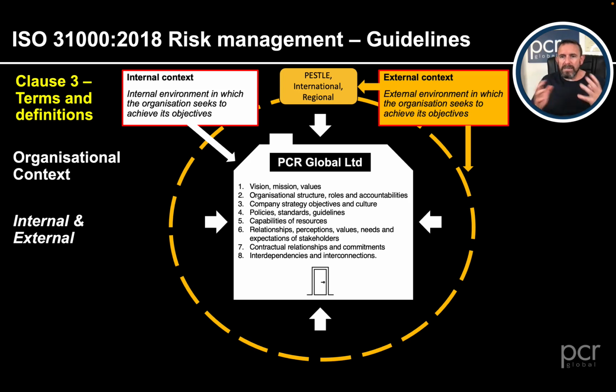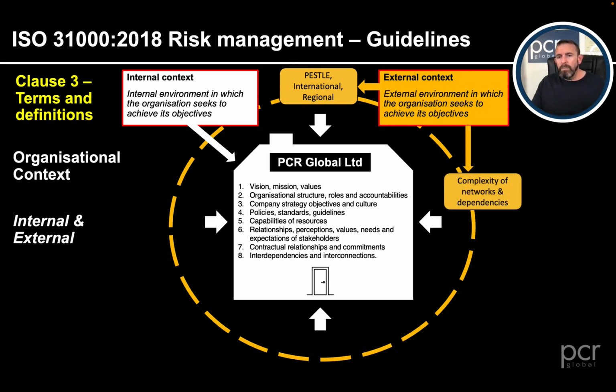So PESTLE, when we look at that, we could do a PESTLE assessment, can't we? A PESTLE analysis, as it's called. We could look at the political, economical, social, technical, legal, environmental factors that are impacting our objectives. Remember, risk is the effect of uncertainty on objectives, and surely there's a lot of uncertainty that is exterior to the organisation. They're going to impact the organisation. They change.